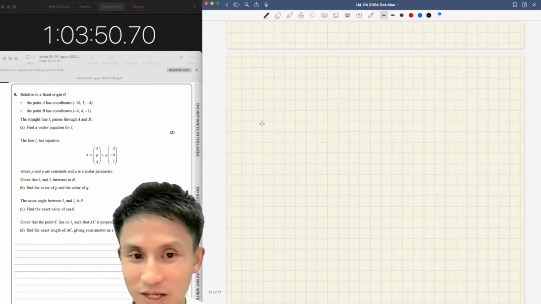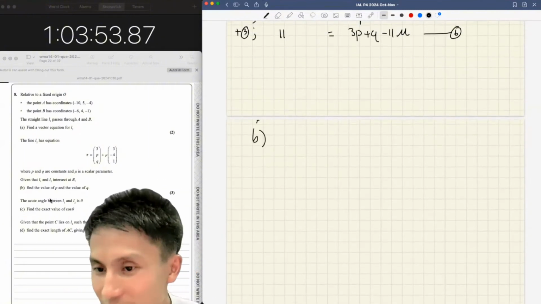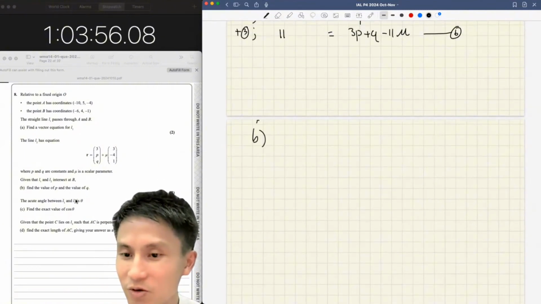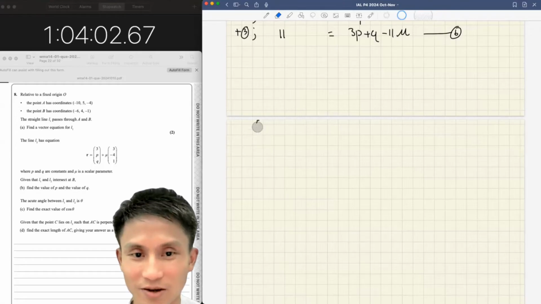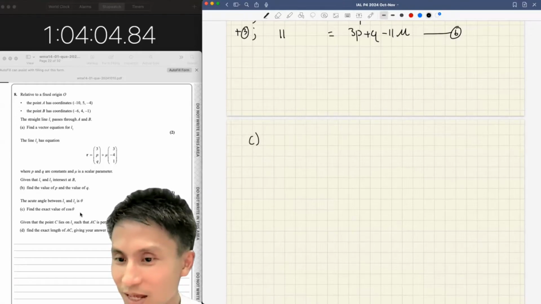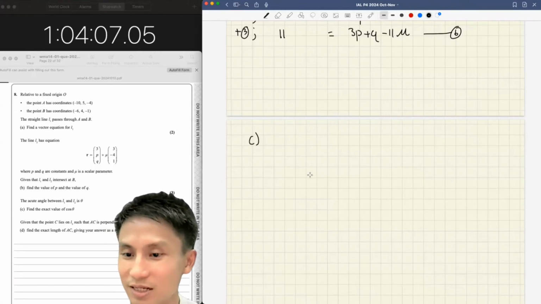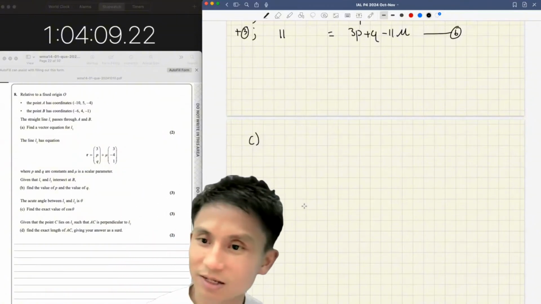Okay, so let's do B. Find the value of P and the value of Q. Wait, no, that's B. So we're at C. Sorry, I must be blurred right now. The acute angle between L1 and L2 is theta. Find the exact value of cos theta.